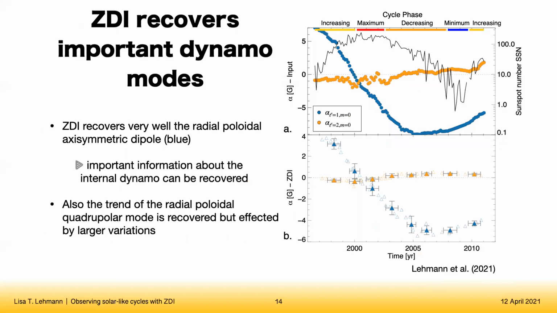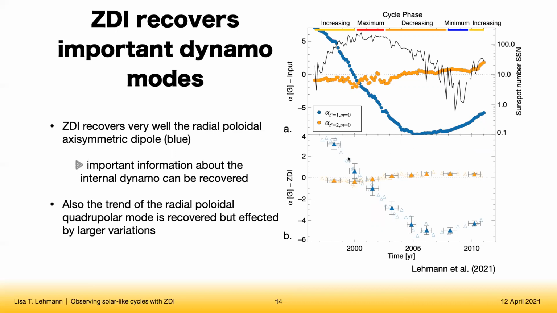A different thing that was very surprising, or we were very lucky to find, is that ZDI can recover important dynamo modes. So the most important mode is the radial axisymmetric dipole mode, so for L equals 1 and M equals 0, which is displayed in blue over here. So we see how the dipole really decreases as we are approaching the maximum, gets to 0, and flips its polarity and establishes again with the opposite polarity, getting its maximum during the decreasing and minimum phase, and vanishes again towards the new solar cycle 24.